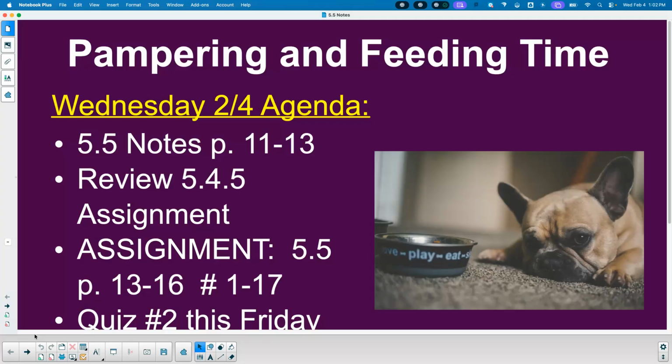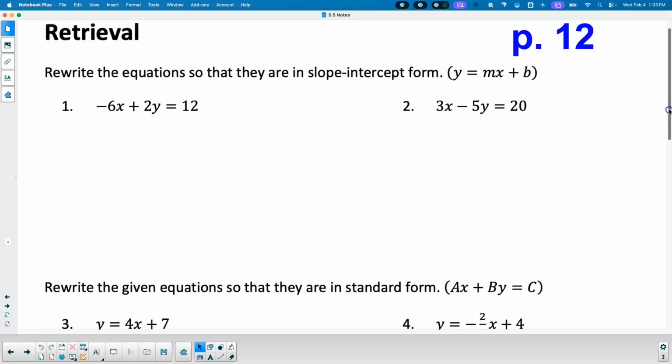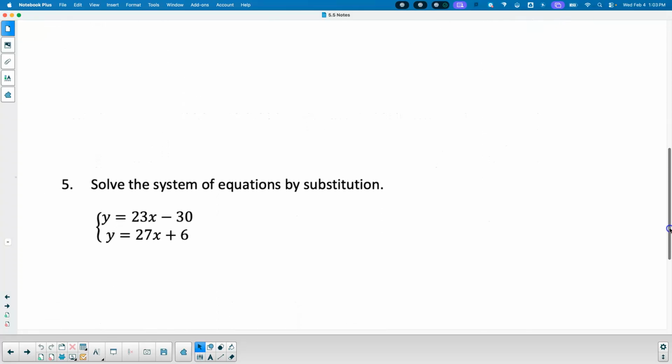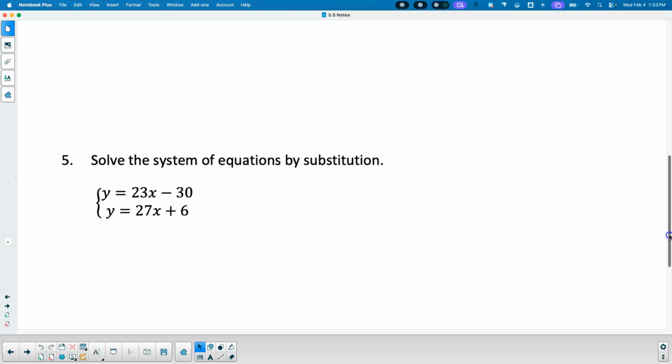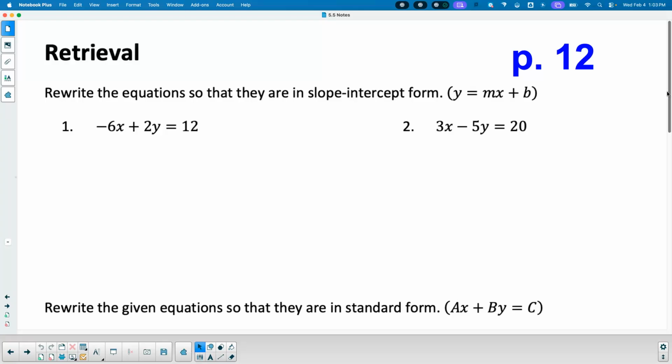Okay. I remind you that we will have another quiz on Friday also. All right. So let's do a little retrieval action. So the first two, they want you to solve those for y. Put them in y equals mx plus b form, so get y by itself. 3 and 4, get them in standard form. And number 5, solve by substitution. Okay. I'll give you 4 minutes.